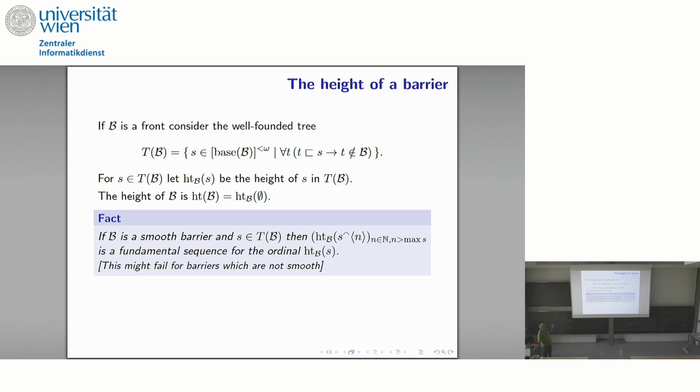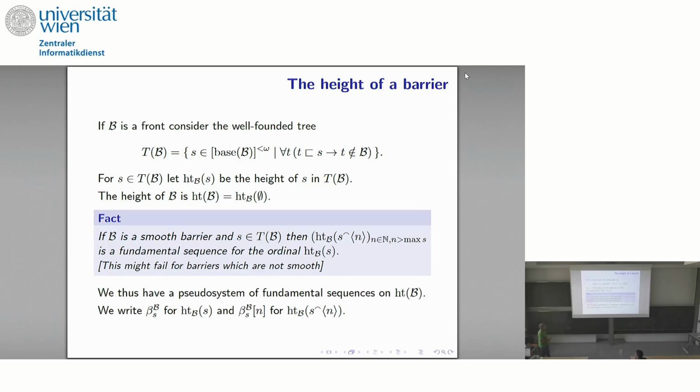So basically, we are recovering systems of fundamental sequences with a little bit more freedom, because maybe the same ordinal is attached to different elements in this tree, and the fundamental sequences attached to that ordinal in the two situations are different. They need not be the same. So we call this a pseudo system of fundamental sequences on the ordinal which is the height of that barrier. And we have a notation which also puts in evidence the node we are looking at.